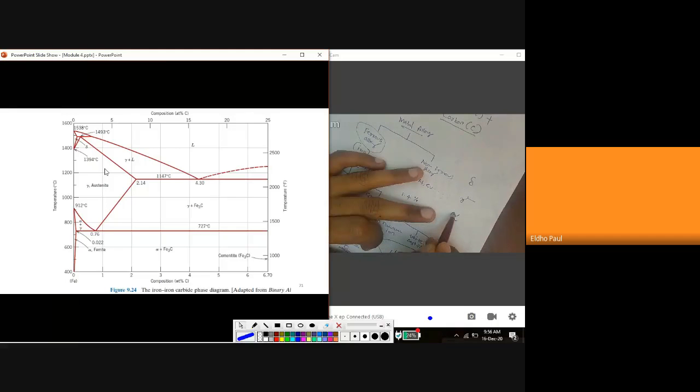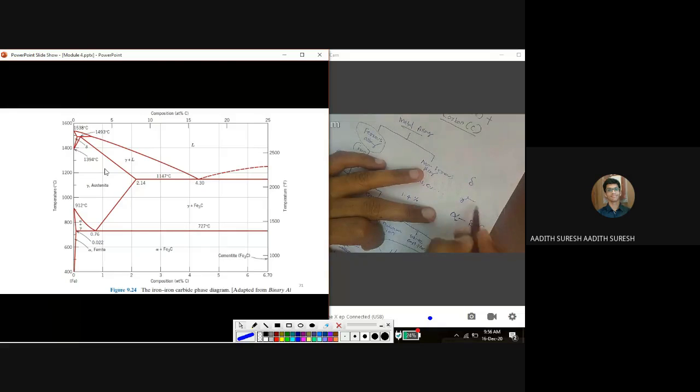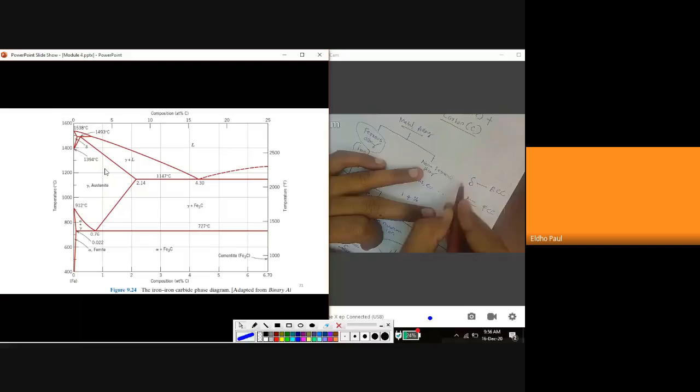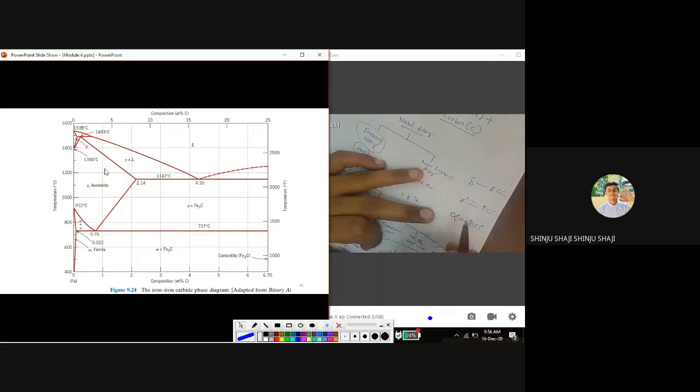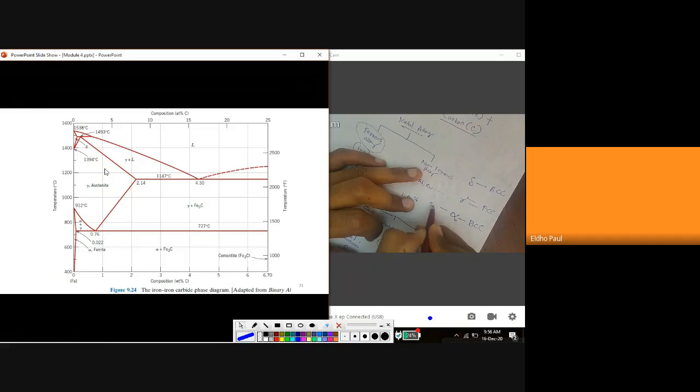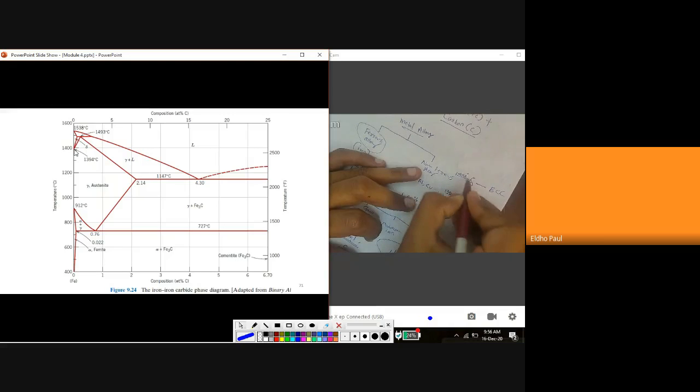And what is the crystal structure of alpha? BCC. Gamma? FCC. Delta? BCC. And what is the temperature range where we can see alpha? Up to 912 degrees Celsius, we can see alpha. Up to 1394, we can see gamma. And up to the melting point, 1538 degrees Celsius, we can see delta. So these are the polymorphic transformations of iron.